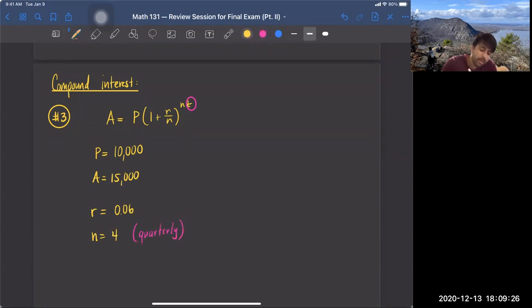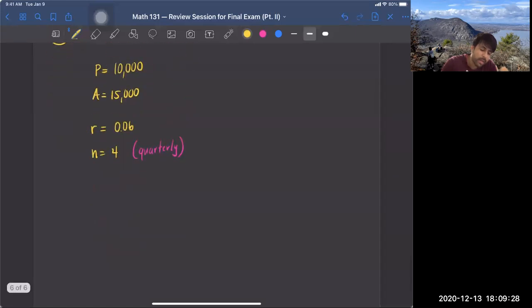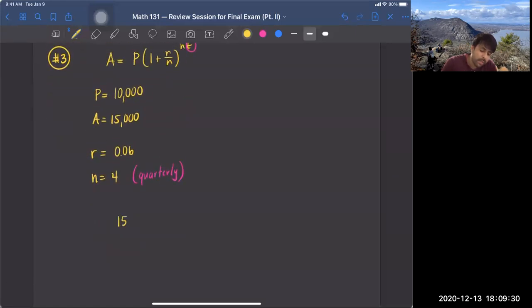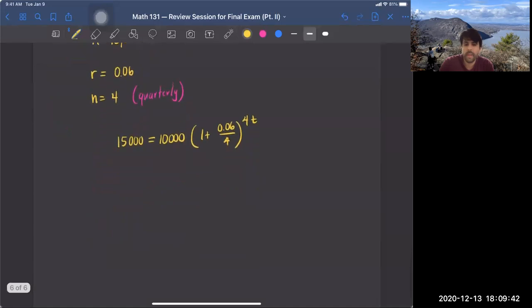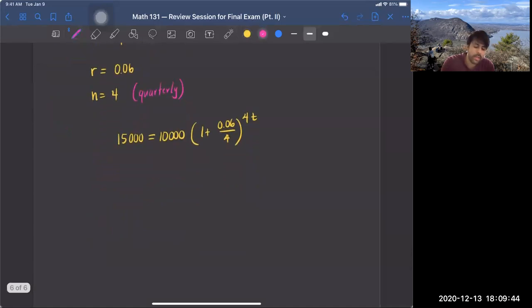And so then now we're going to use the formula. So when I plug everything in, I get 15,000 equals 10,000 times 1 plus 0.06 over 4, to the 4t. So that's the setup. So once I have the setup, now I want to figure out what is t. What do I do? I divide by 10,000 on both sides.